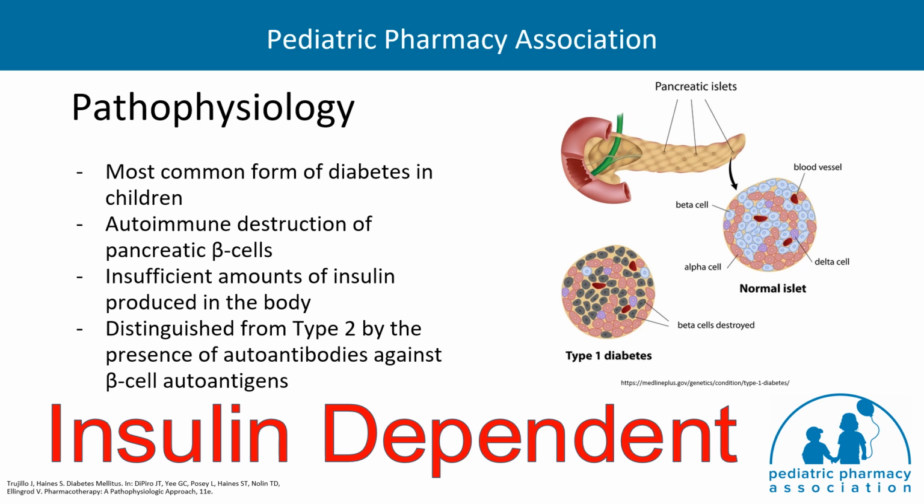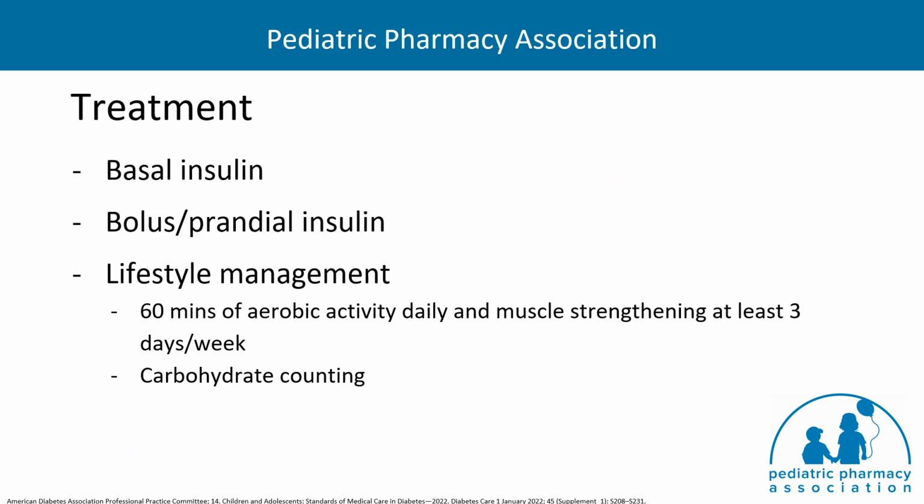It is characterized by autoimmune destruction of pancreatic beta cells. They also have insufficient amounts of insulin produced in the body. This is distinguished from type 2 by the presence of autoantibodies against beta cell autoantigens. The workup for these patients includes laboratory testing for these autoantibodies. And the biggest thing we want to note is that these patients are usually insulin dependent. And so obviously for the treatment of these patients, we want to give them insulin because they have insufficient amounts of insulin in their bodies.